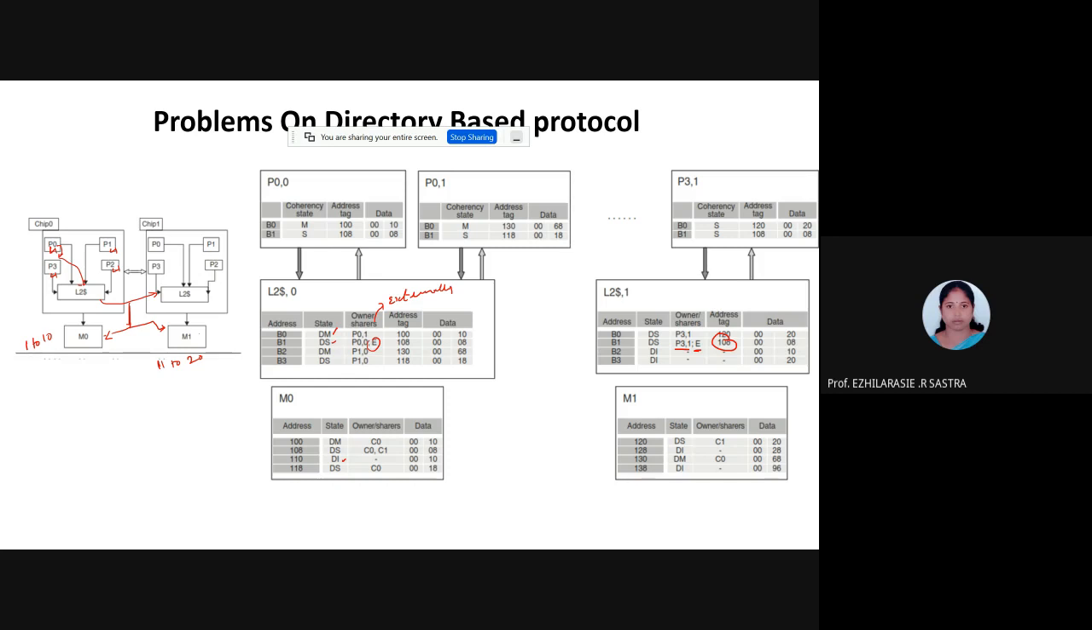So this is the base idea. Now, as we discussed with the snooping cache coherence protocol, here also I'm going to give some set of operations. Listen carefully. The questions will be very clear.